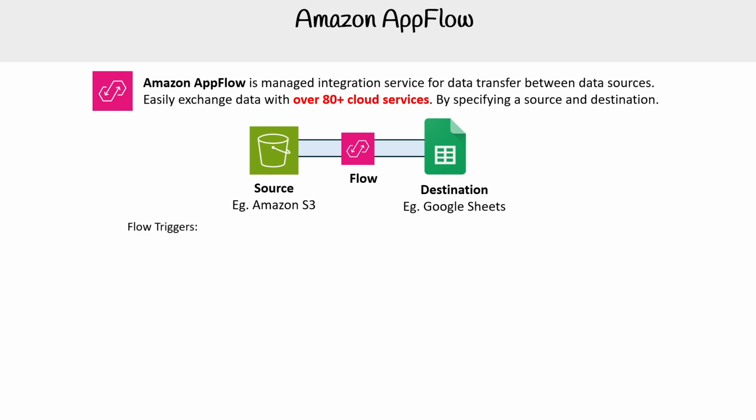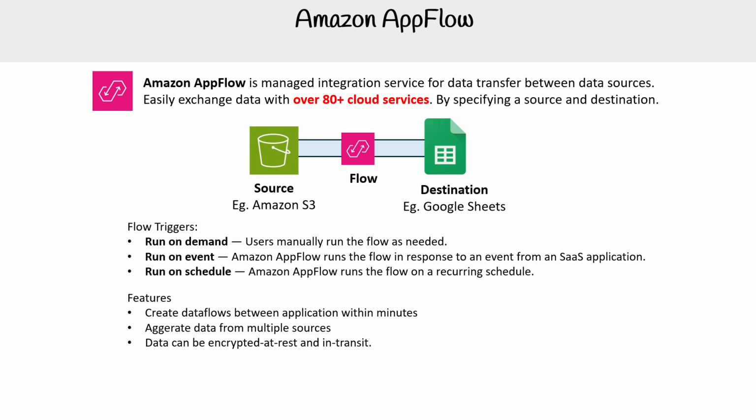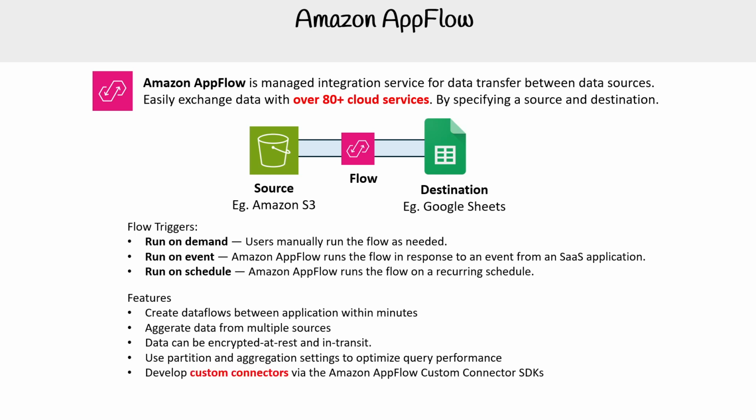We have three different types of flow triggers: run on demand, run on event, or run on schedule. Some features here: it creates data flows between apps within minutes, which is a lie because the configuration part takes forever to figure out. Aggregate data from multiple sources. Data can be encrypted at rest or in transit. Use partition and aggregation settings to optimize query performance.